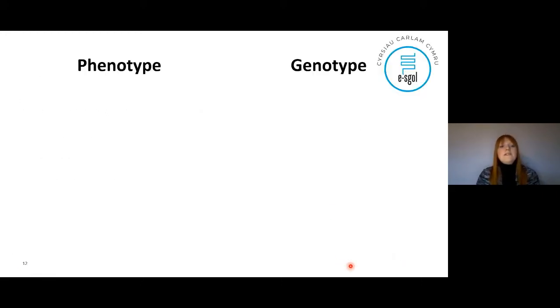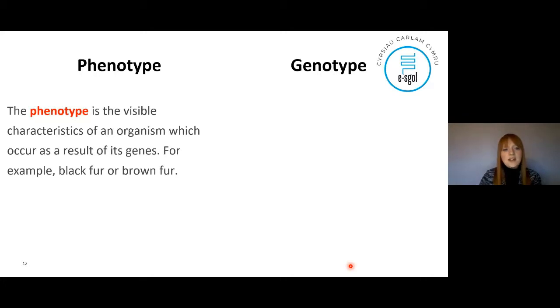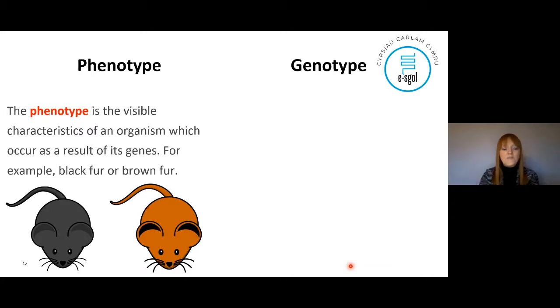Right, so we've got our 2 keywords here. This was our second learning intention: we're going to look at what phenotype is and genotype. Let's break these words down. Phenotype is the visible characteristic of an organism, which occurs as the result of its genes. So for example, in terms of the mice, it's either going to be black fur or brown fur.